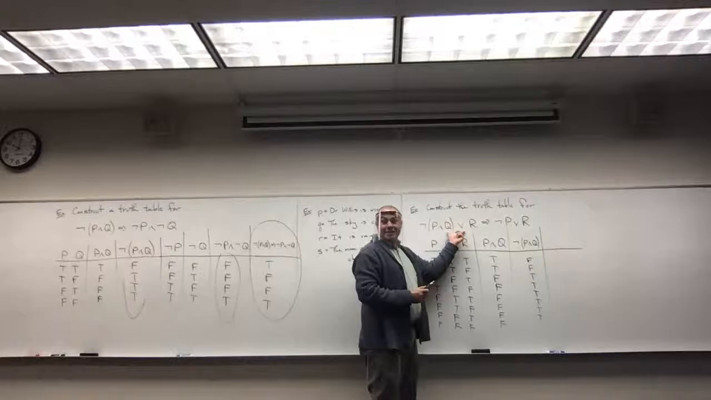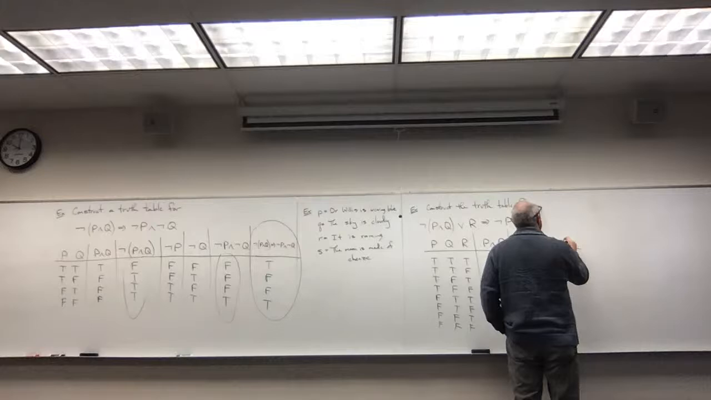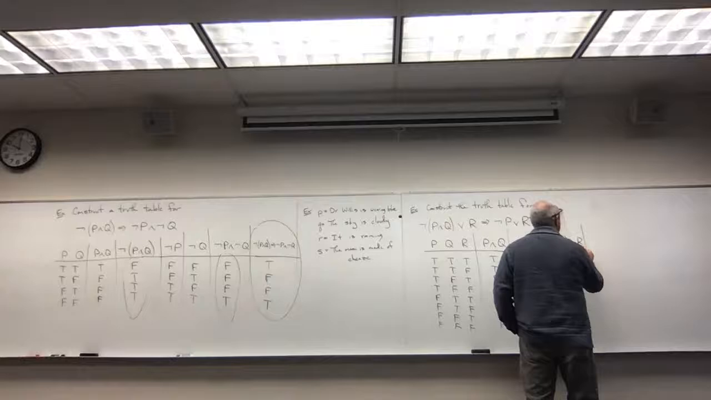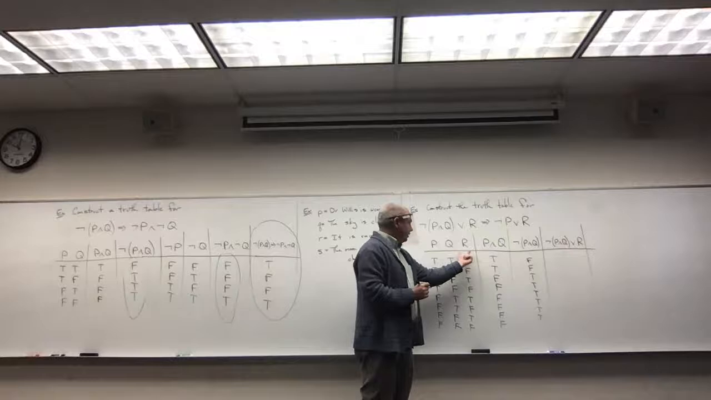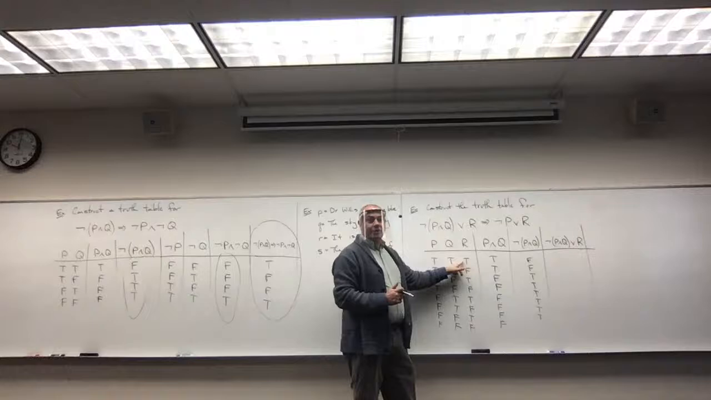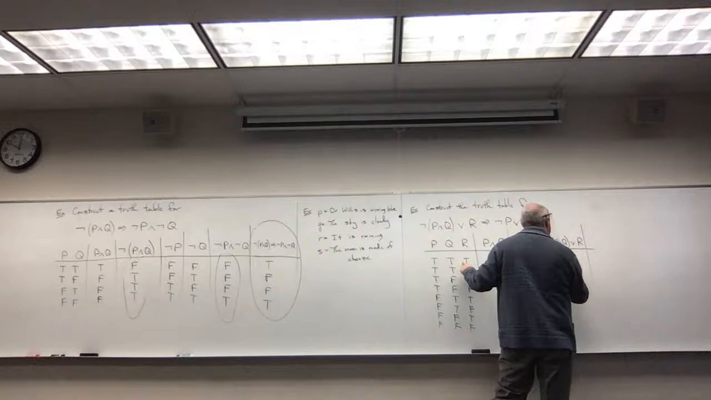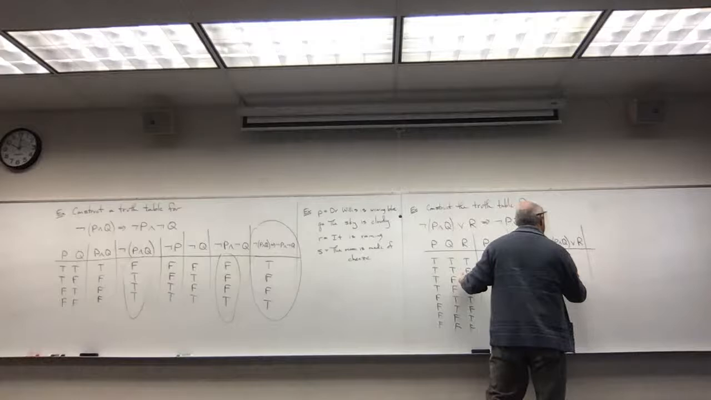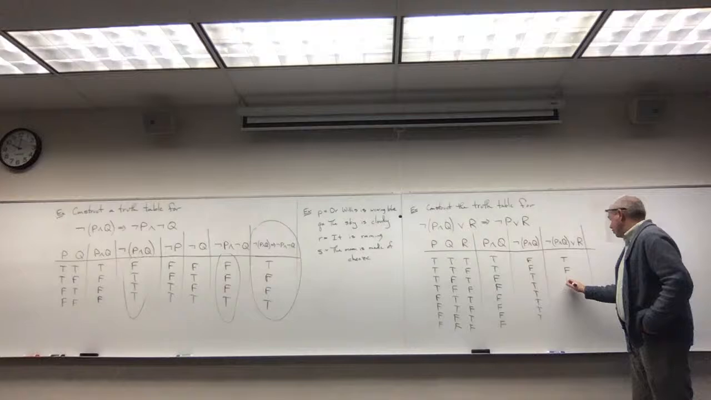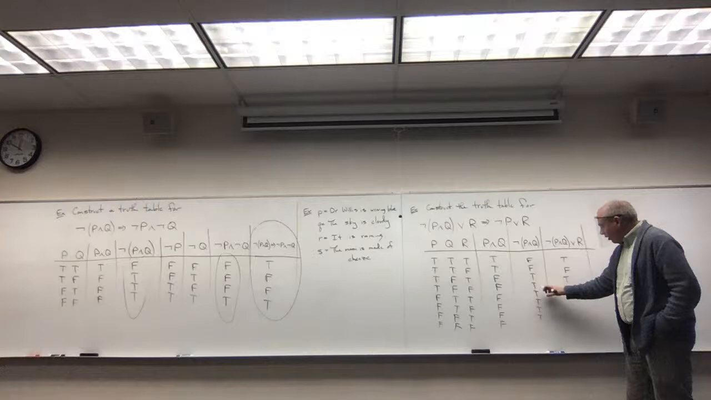So let's say not P and Q or R. So what's going on here is I have this column or this column, right? So I have false or true, which is true. So I need one of them to be true. I have false or false, false. I have true or true, true, true. I have true or false, true. And then all of these have at least one true, right? So I could just fill in true.